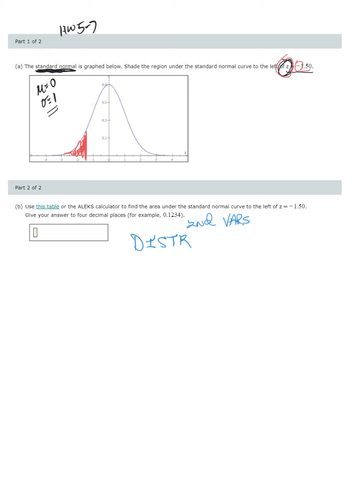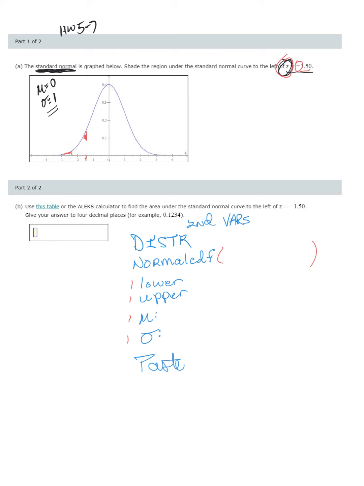And then we are going to normal CDF. And when you do that, you're going to get a screen that has lower bound, upper bound, the mean symbol, standard deviation symbol, and then it'll say paste at the bottom. Now, if you've got a real old calculator, you probably don't see this, and you're going to have to type in each of these in parentheses behind this normal CDF. But most of you are looking at this screen.